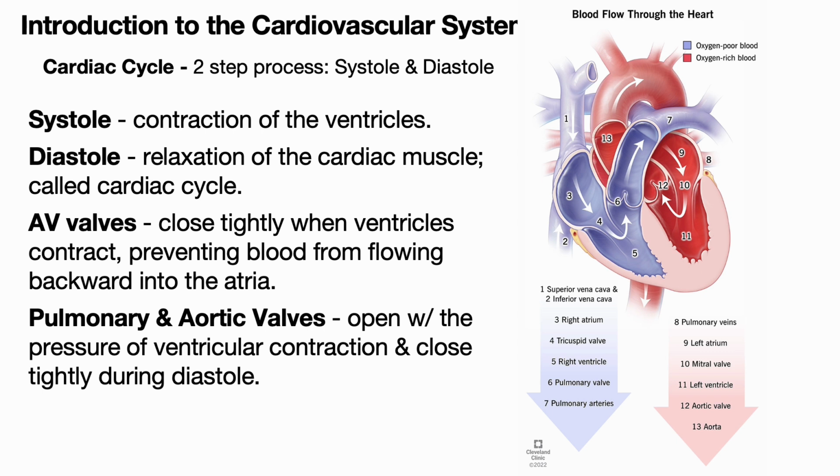The AV valves close tightly when ventricles contract, preventing blood from flowing backward, thereby keeping blood moving forward through the pressure. Then the pulmonic and aortic valves open with the pressure of ventricular contraction and close tightly during diastole. So these valves operate much like one-way automatic doors. The proper functioning of the cardiac valves is important in maintaining the functioning of the cardiovascular system.